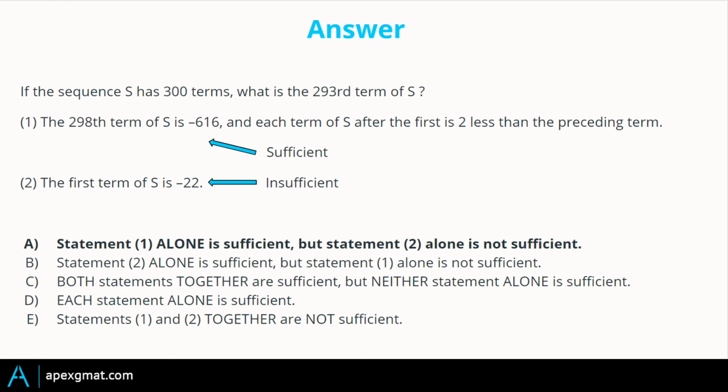Notice here that because we're primed for a C or E answer choice, looking for two pieces of information, the GMAT is betting that we think to ourselves, hey, I need the first term in this sequence, and the 293rd term doesn't tell me anything. They're looking for us to answer C, that we need them both. But once you understand sequences, you'll never fall for it.